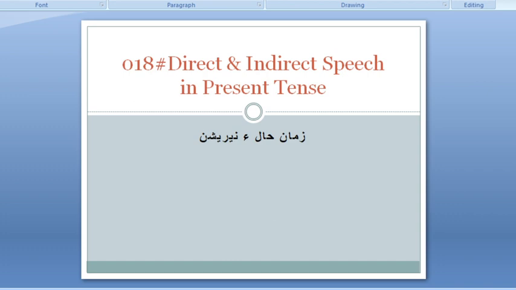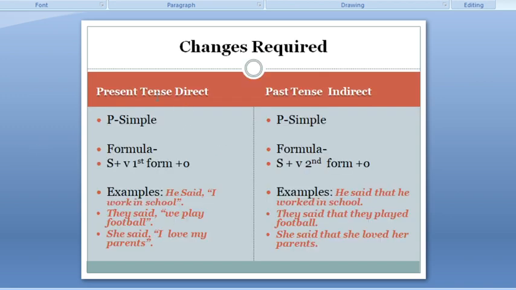So let's move on to the next slide: what changes we need to make from present tense direct speech to past tense indirect or reported speech. Here I'm using P for present simple, and here P is past simple. As you remember, in formulas and structure I shared the formula of the present simple tense and the formula of the past simple tense.